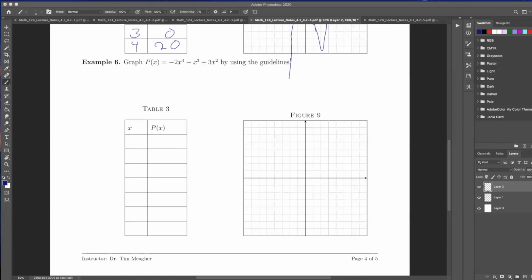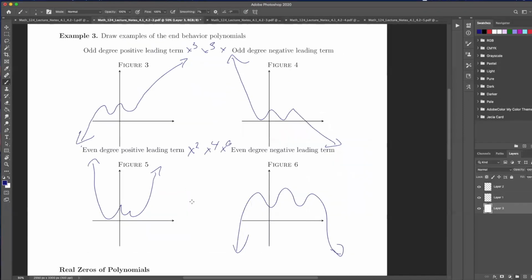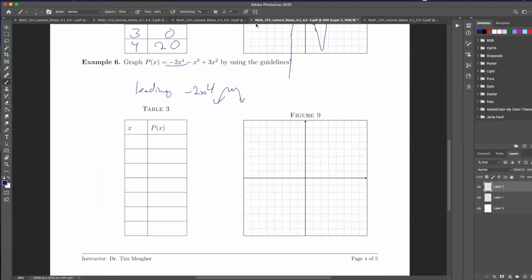All right, so let's look at this one. My leading term on this one is different, right? Here I have a leading term of minus 2x to the 4th. And so I know it's going to come in at the negative, do stuff, and then go back down. How do I know that? It's because it's even and negative, and so it's going to look like this. You'll get used to what these look like after you do the homework. Once you've done enough of them, you'll just have it in your brain. All right, so this is what the graph should vaguely look like.